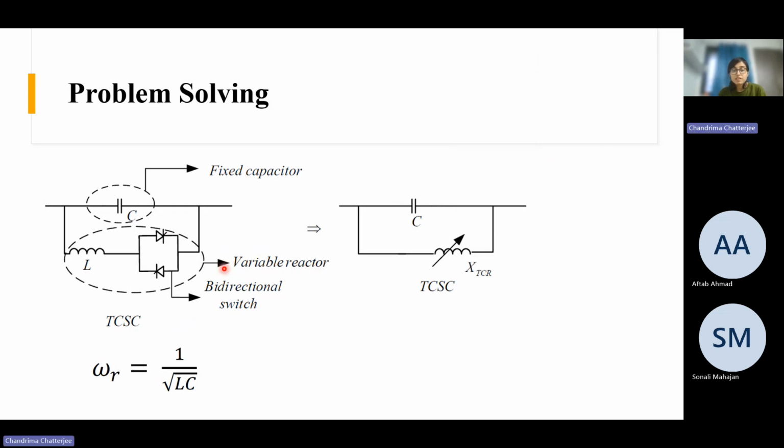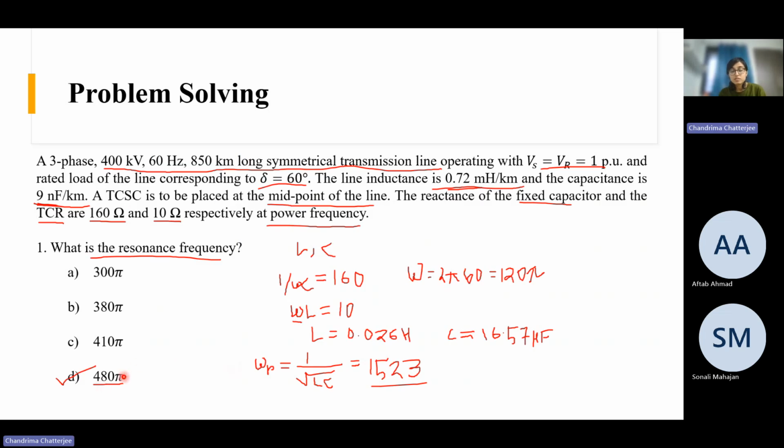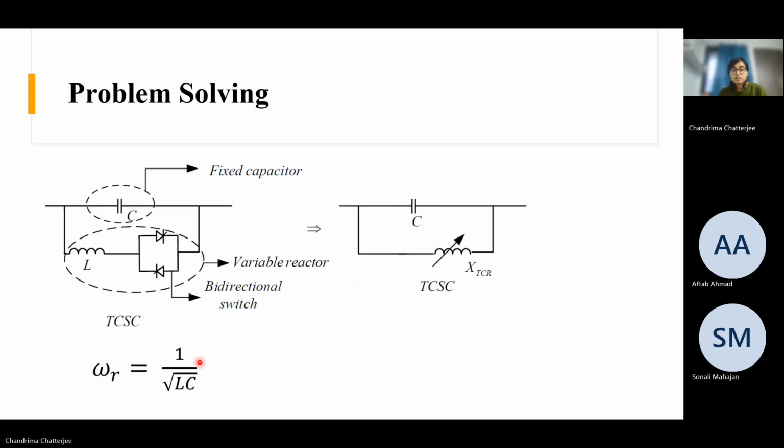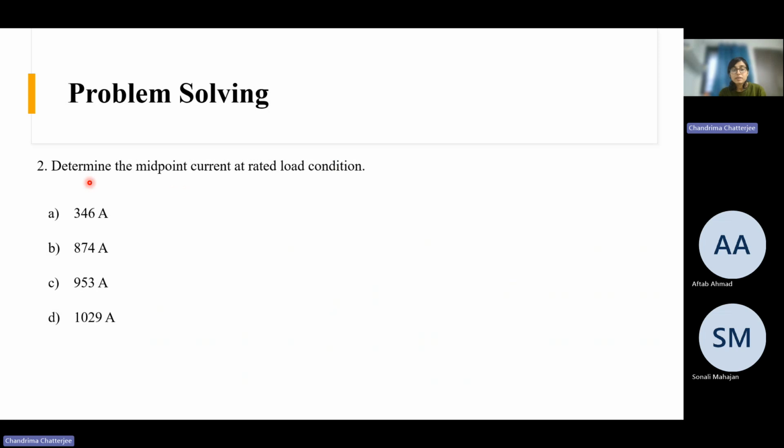So here I have again shown the circuit so that we can understand the problem in a better way. The resonance frequency is omega r, and we got it as 480 pi. So let's see the next question. Determine the midpoint current at rated load condition.